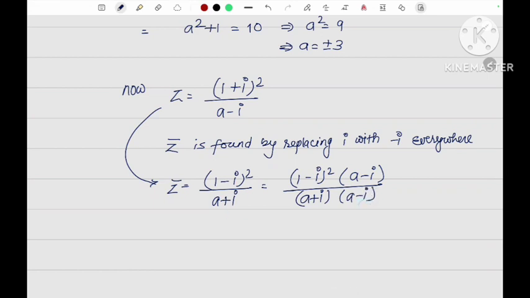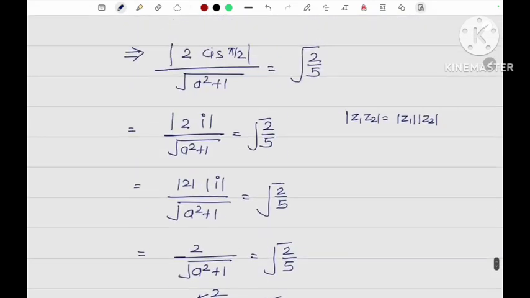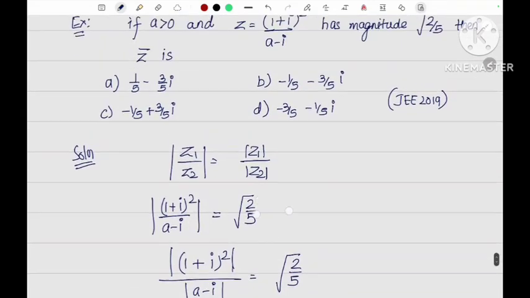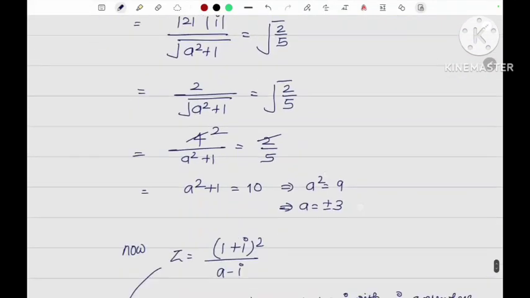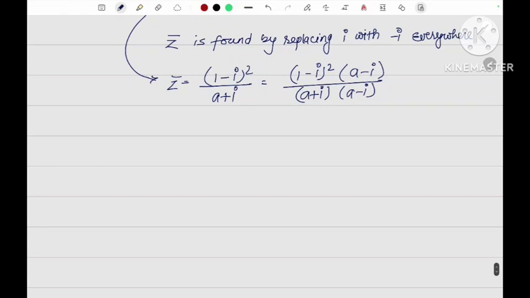Rationalize means I have multiplied by a − i, the conjugate of a + i, in the denominator and the numerator. By doing this I will get the denominator as a real number, and that will give me only i in the numerator. The denominator will not have any i. If you solve this further, you will get the answer. The answer you should get is A. This is your homework. From this point, you take it further and find the final answer. Okay.